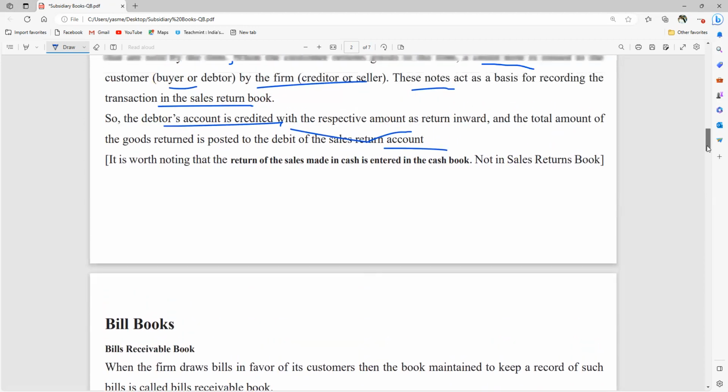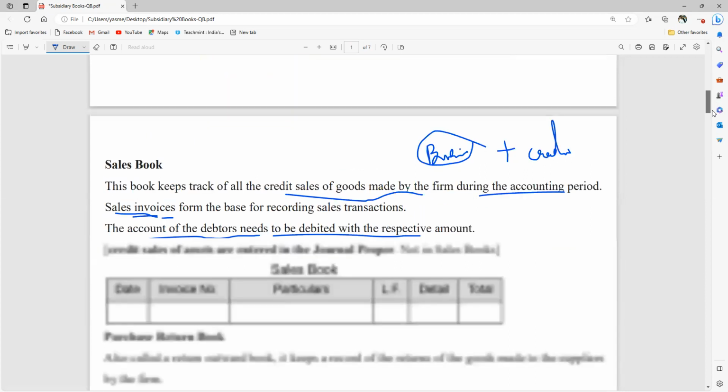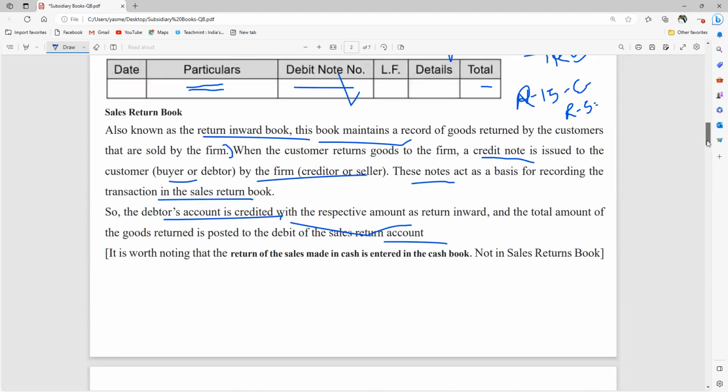So that is all about the purchase book, sales book, purchase return book, and sales return book. Further, we will discuss in the next video.